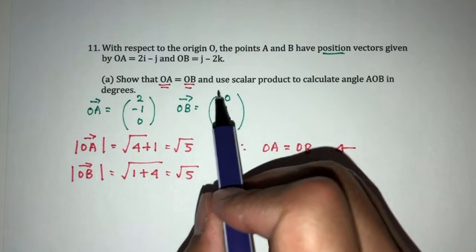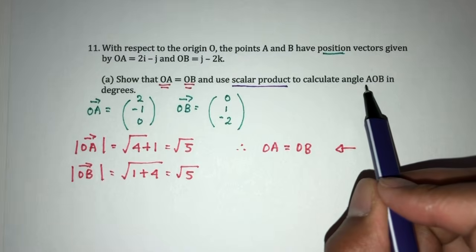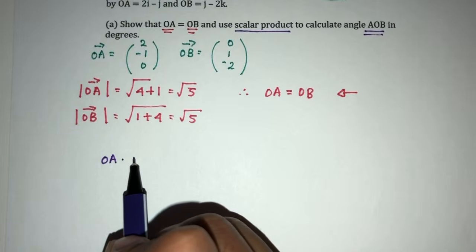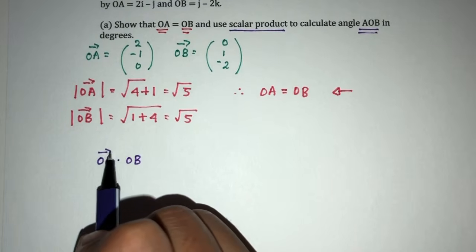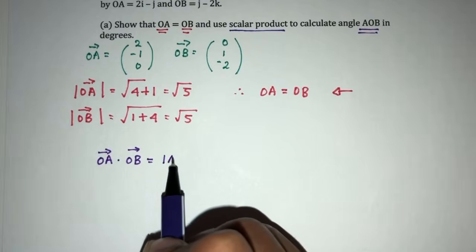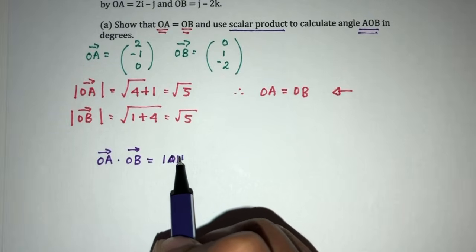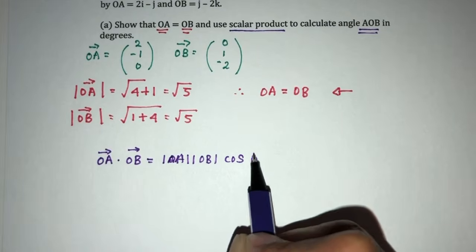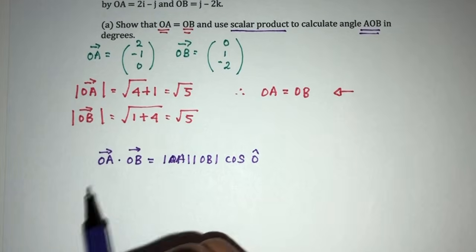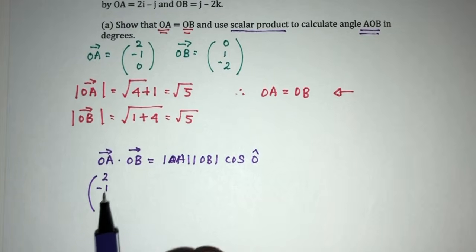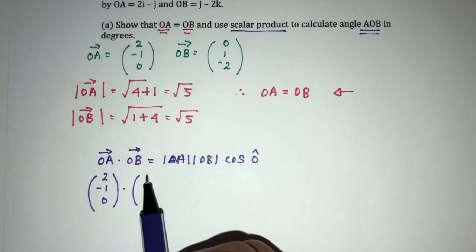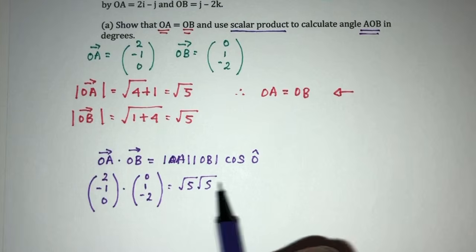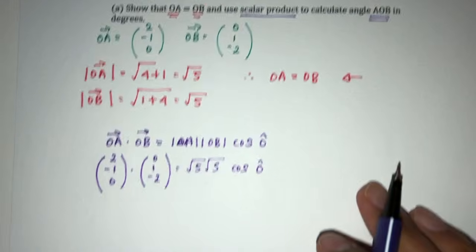Now part 2, we have to use the scalar product to find the angle AOB, so pretty easy. So we know that OA dot OB, the dot product, is equal to the magnitude of OA times OB, and then the cos of the angle in between, angle O right here. Now this we know already. It is given to you by (2, minus 1, 0) dot OB (0, 1, minus 2), and this is root of 5 times root of 5 cos of the angle O.